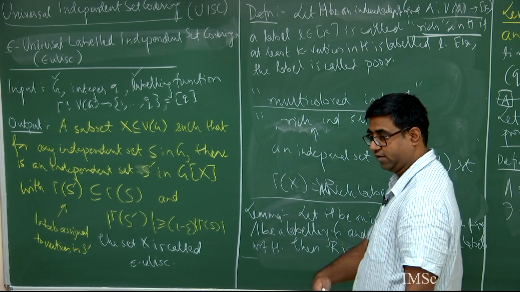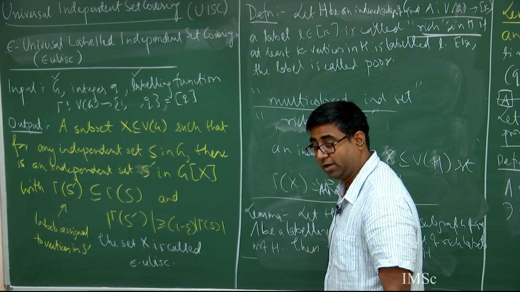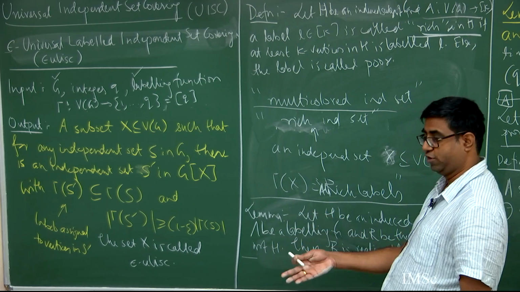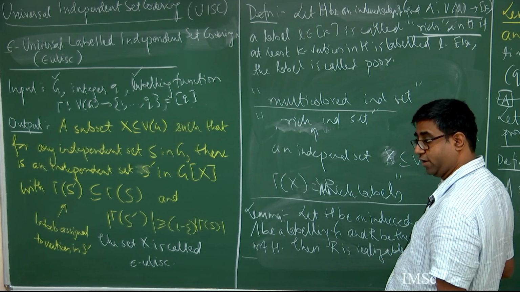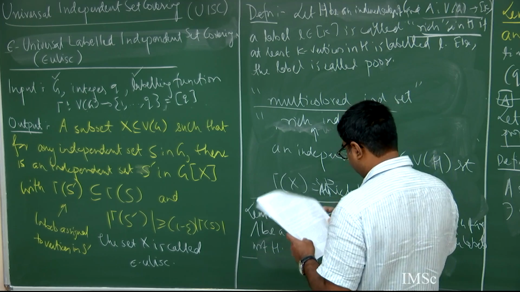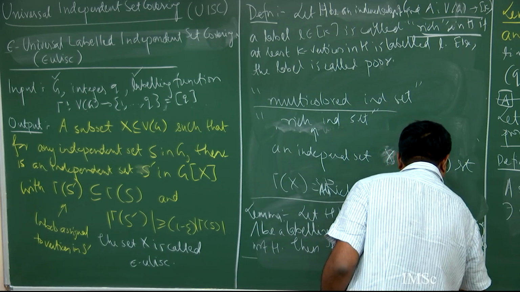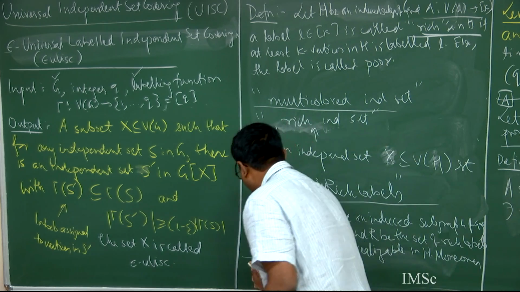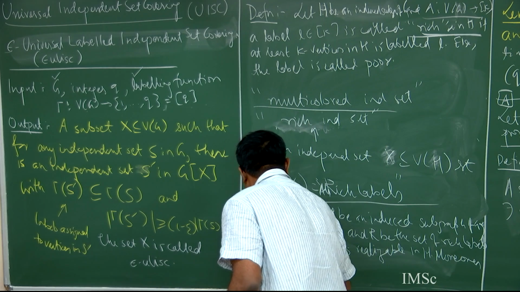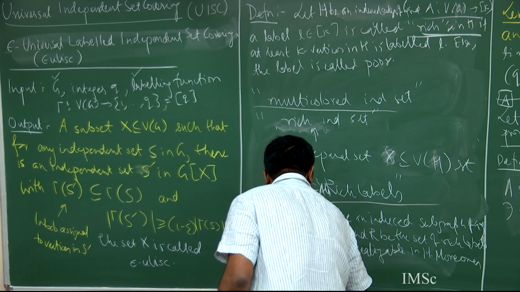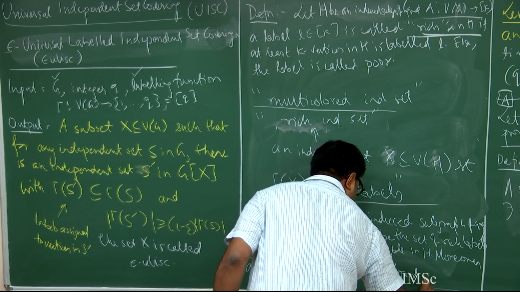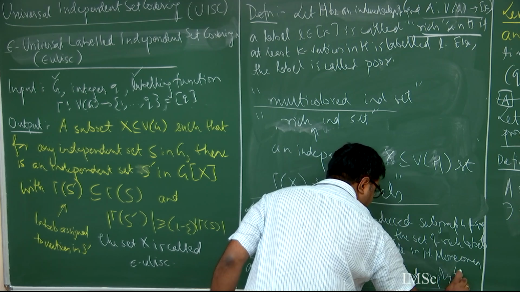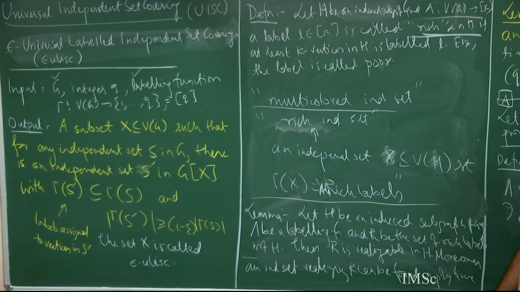R is just a set of rich labels, but why is there an independent set which realizes that? That is also not clear. So R is first of all realizable in H, and what is the next property? Moreover, an independent set realizing R can be found in polynomial time. That is it. So this is one of our main lemmas.